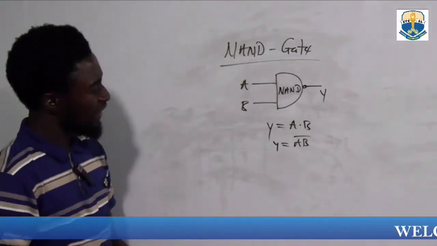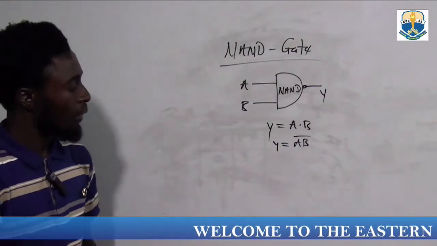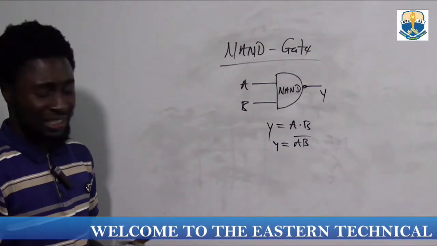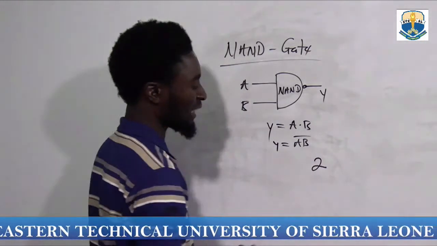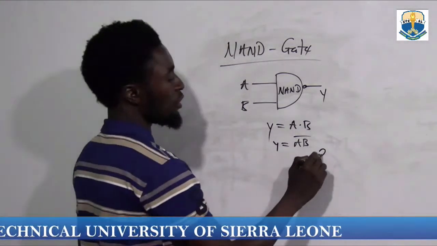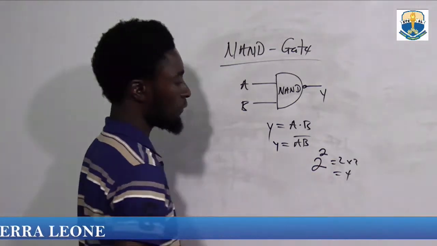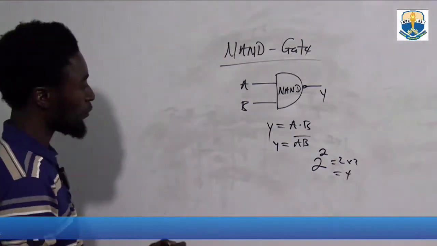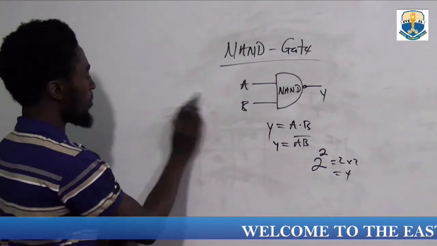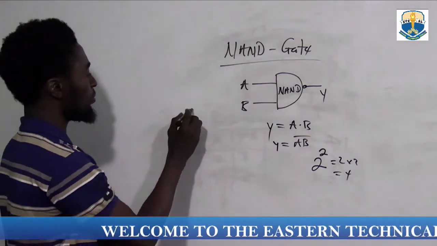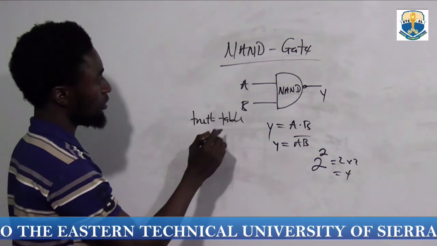So with this, let's see how we can draw our truth table. But let us also remember that we have two inputs, and the expected outcome is 2 by 2, and this will give us 4. So our expected outcome is 4. So we are drawing the truth table for the NAND gate.